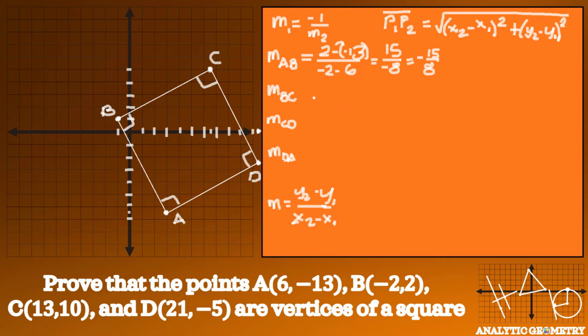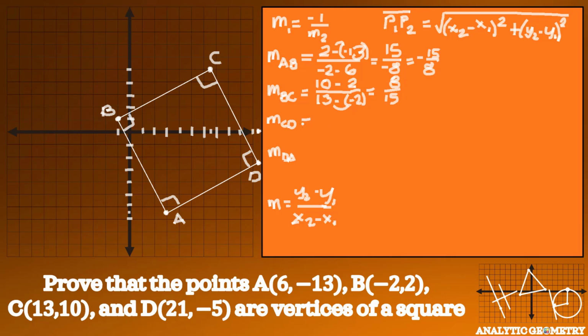Okay. Next is the slope of BC. So we're going to pick C as our second point. So your y sub 2 is 10 minus your y sub 1, which for B is 2, over your x sub 2, which is 13, minus your x sub 1, which is negative 2. Again, don't forget to place parentheses. So that's 10 minus 2, that's 8, over, double negative property, so 15. That's positive 8 fifteenths. So you might have another idea here.